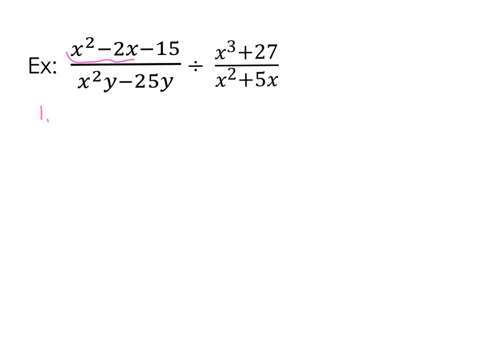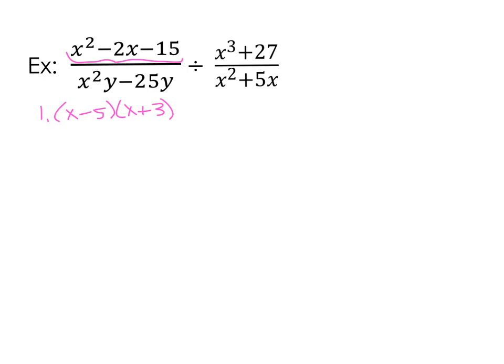x squared minus 2x minus 15. Numbers that go into 15 again are 1 and 15, 3 and 5. We're going to use 3 and 5 again like we did last time, but now we need to get negative 2 when we add them together. If we keep 5 negative and 3 positive, we will get the product of negative 15, but the sum of negative 2.